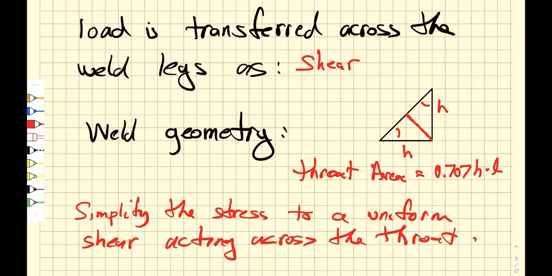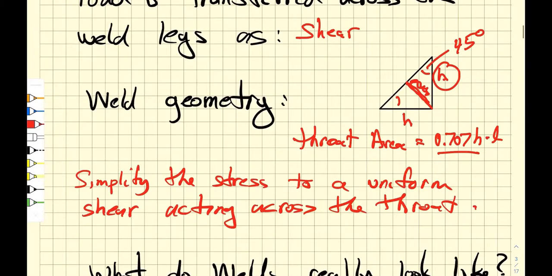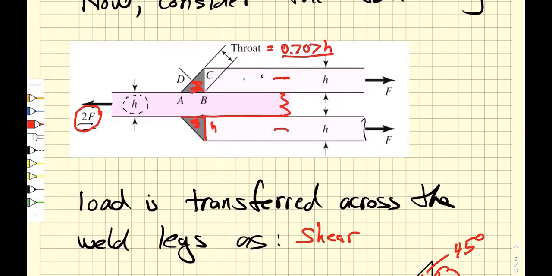Well, this is a right isosceles triangle, so each of these angles is 45 degrees. And so this side right here is H times sine of 45 degrees. This throat distance is 0.707 times the weld leg size, H. So we are simplifying the shear stress by dividing by an effective cross-sectional area that is smaller than the specified weld size. We do that because if we divide by a smaller cross-sectional area, it amplifies the effective shear stress and becomes a conservative estimate of the shear stresses.